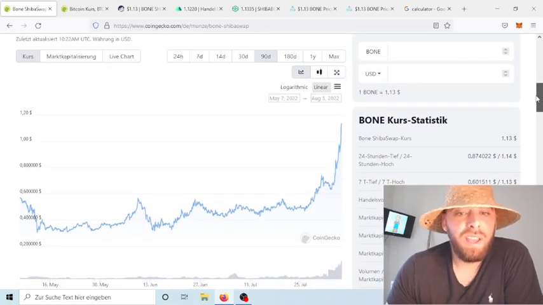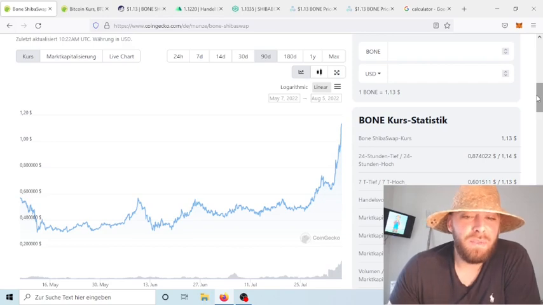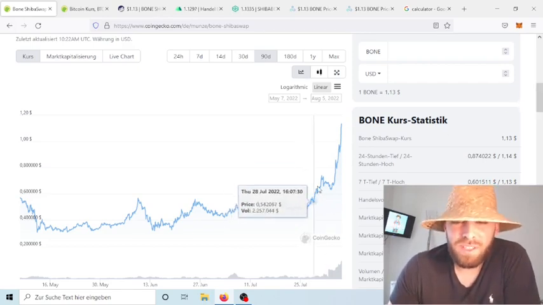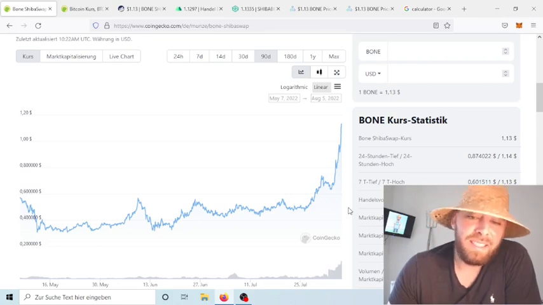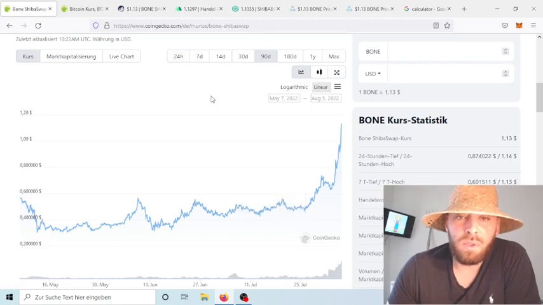With this, look at the 90 day time frame. You can see here that the BONE ShibaSwap token started to go parabolic. Of course, from time to time we could see people taking some profits, but I believe that this journey will continue. Like mentioned, I will tell you also why in some seconds.